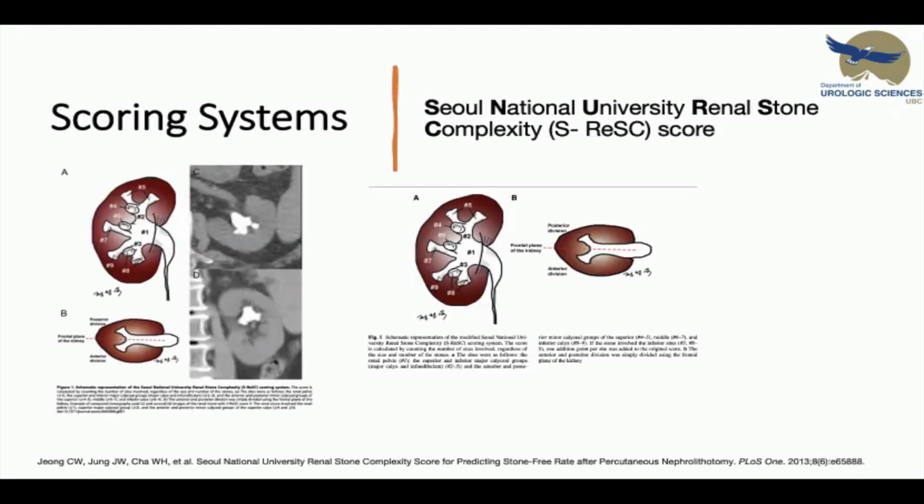The Seoul National University Renal Stone Complexity score depends mainly on the very specific location of the stone. We can see here like every area in the collecting system has a number, whether the stone is in the renal pelvis, superior or inferior calyceal groups, anterior or posterior, and then a score is calculated, and the score can vary from 1 to 12.